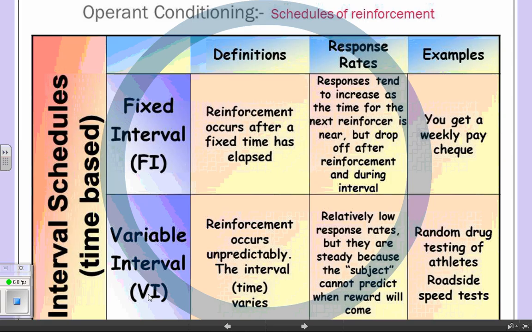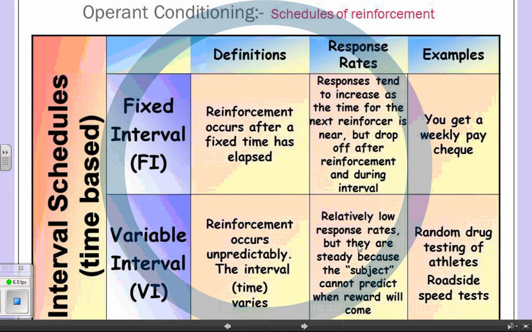The variable interval means that the reinforcement occurs unpredictably. The time varies. So you don't know when. Example, I'm testing for alcohol. I'm testing my workers for use of drugs. You don't know when the check of this behavior will come.